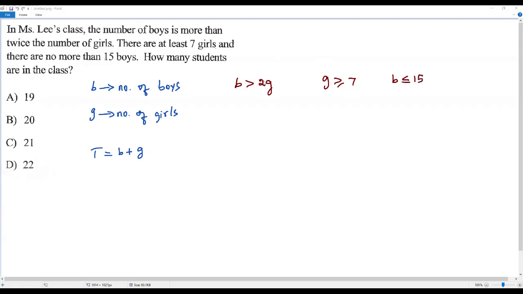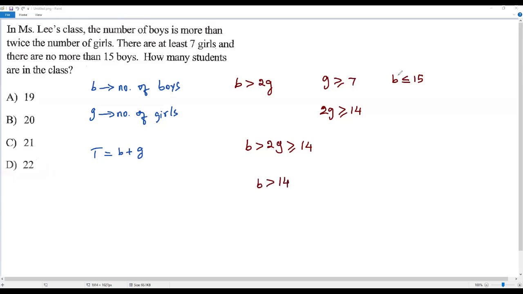We know that B is greater than 2G. Since G is multiplied by 2 over here, in this inequality also we can multiply both sides by 2, so that we get 2G on the left side. When I multiply both sides of this inequality by 2, I am getting 2G greater than or equal to 14. Here we have 2G, here we have 2G, so we can combine these two inequalities. I am getting B greater than 2G greater than or equal to 14. Then this B must be greater than 14.